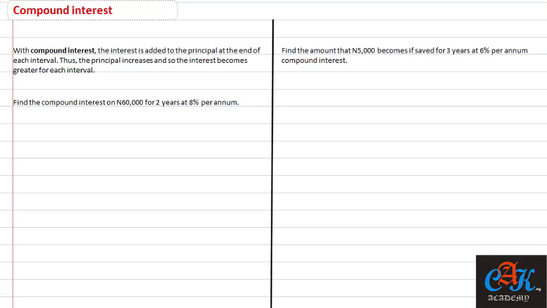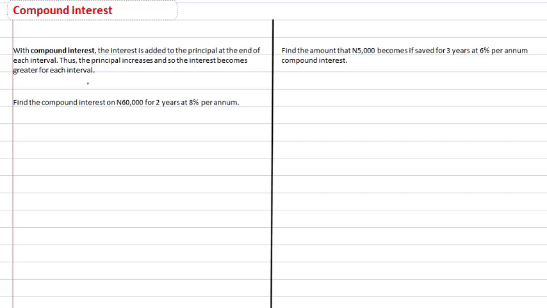We're looking at compound interest. With compound interest, the interest is added to the principal at the end of each interval. Thus the principal increases, and so the interest becomes greater for each interval. Okay, so this for now.